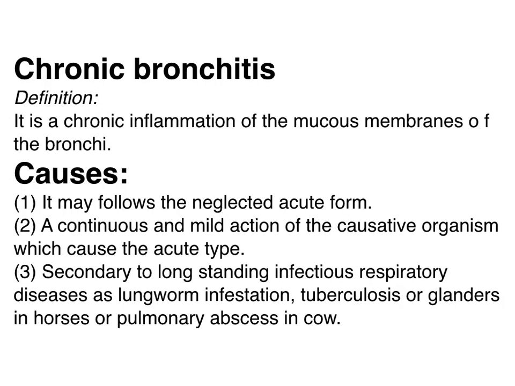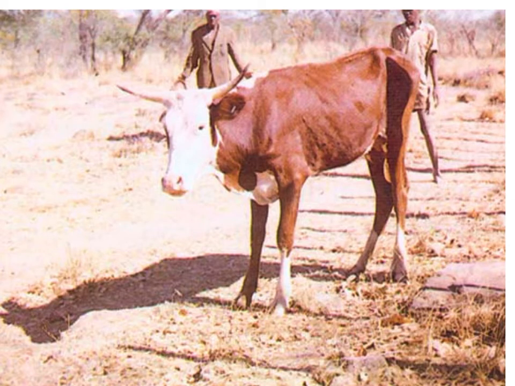Chronic bronchitis: it's a chronic inflammation of the mucous membrane of the bronchi. It may be due to neglect of acute cases فتتحول لنا إلى chronic وتستمر عند الحيوان, a continuous and mild action of the causative organism which causes the acute type, or secondary to long-standing infectious respiratory diseases such as lungworm infestation, tuberculosis, or glanders in horses, or pulmonary abscesses in cows. هذه تبين أن البقرة تعاني من emaciation نتيجة some respiratory diseases.